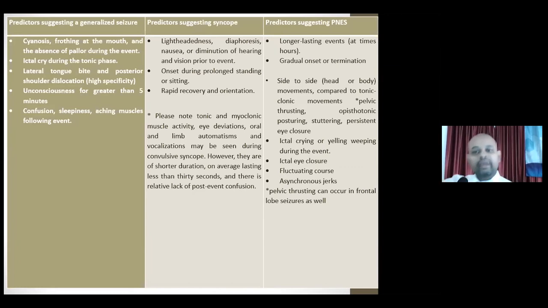So waxing, waning pattern. If there is ictal eye closure, if the patient shuts his or her eyes, it's mainly a her, I'm sorry to discriminate, right? It's generally a her that comes to you, right? And closes her eyes, right, while the seizure is occurring. Again, probable non-epileptic seizure. Side-to-side movements, right? Think of non-epileptic seizures. Pelvic thrusting, right? Caveat again, certain frontal lobe seizures can mimic these non-epileptic seizures.